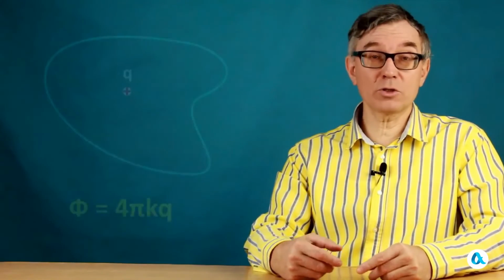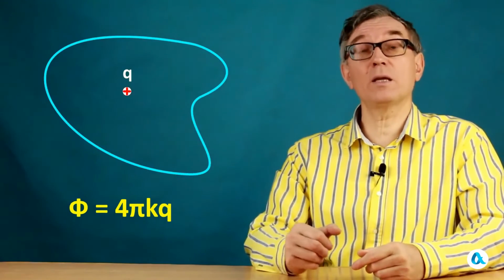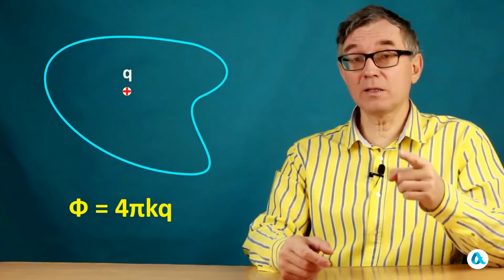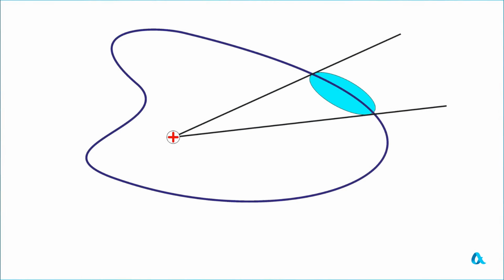Exactly. Now I will prove that the electric field flux will be exactly the same for any closed surface enclosing a point charge. And it doesn't have to be spherical. Let's highlight some small area on the surface and the corresponding cone, with its vertex at the point where the charge is located. The electric field flux through any cross-section of this cone will be the same. Let's denote it as phi.